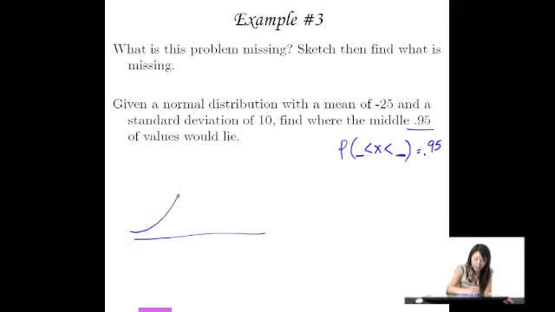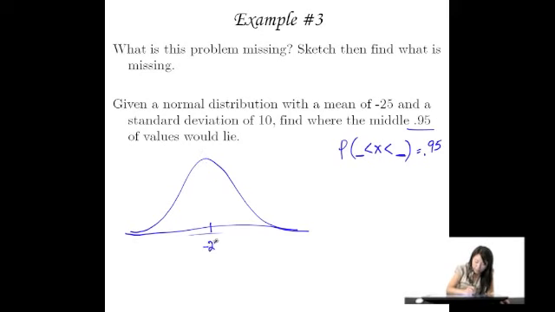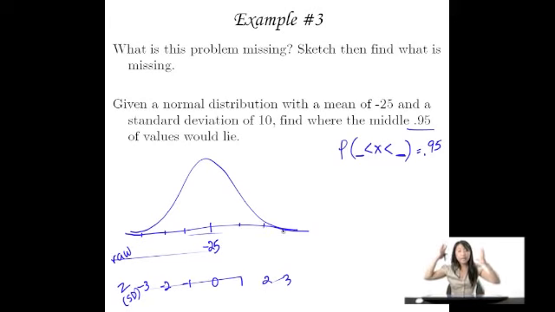It helps to sketch out where we're going. Okay, so my x-axis is a little bit off. It's a little too far south. Okay. We know that the mean is negative 25. So here are my raw scores. And here I'm going to write my z-scores, or standard deviations. Here's 0, negative 1, negative 2, negative 3, 1, 2, and 3. And we're trying to find the middle 95%.